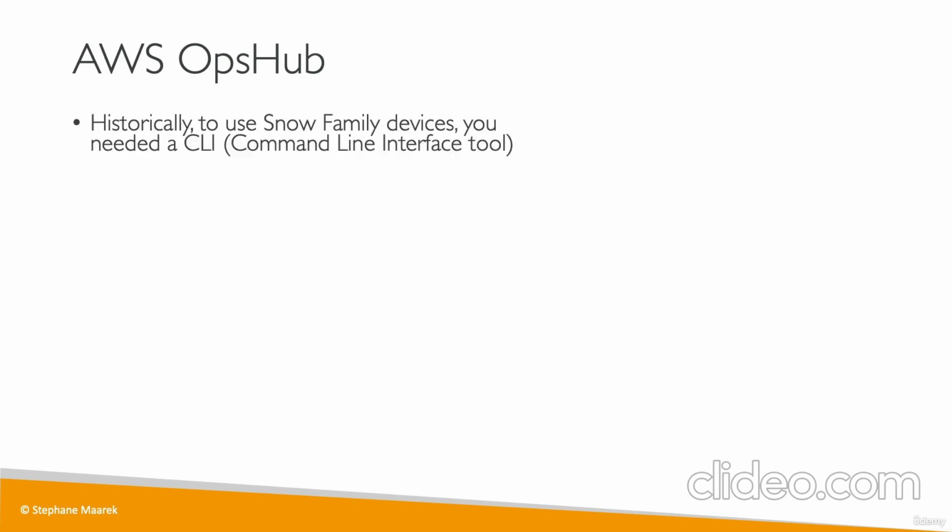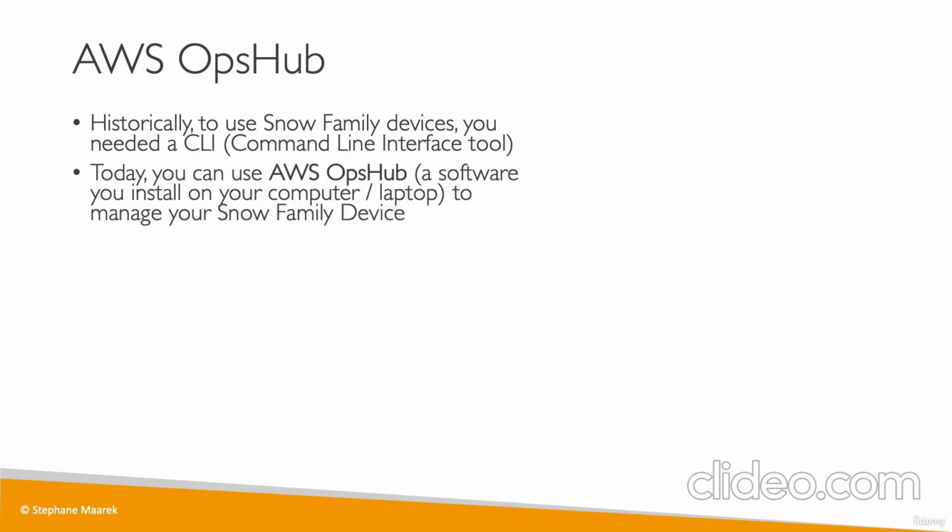Finally, for the Snow family, there is OpsHub. Historically, when you were using these devices, you needed a CLI, a command line interface tool, to deal with them, and it was very, very difficult. AWS recognizes that, and so they've created OpsHub, which is software that you install on your computer or laptop. It's not something you use on the cloud, it's something you have to download on your computer.